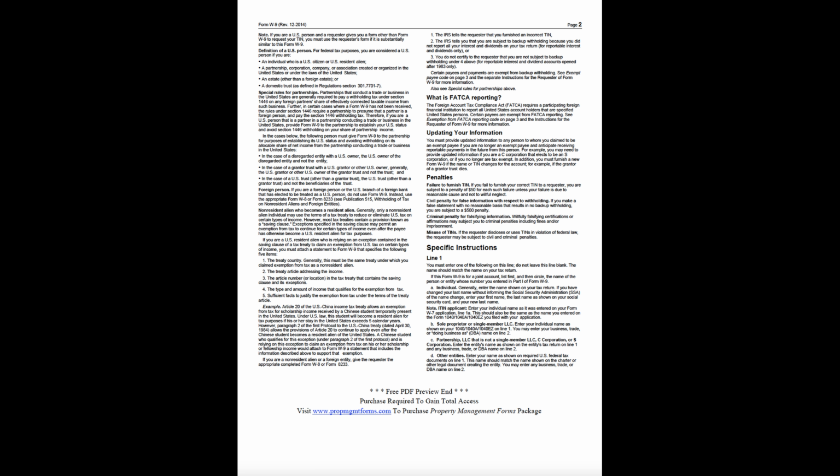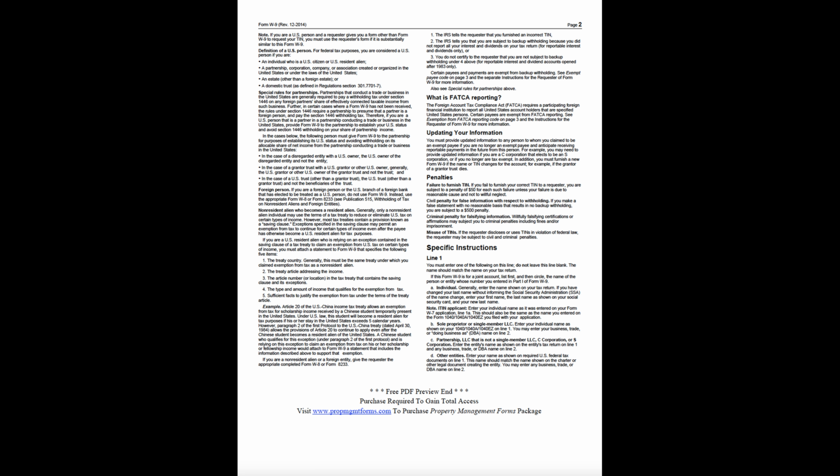3. The article number, or location, in the tax treaty that contains the saving clause and its exceptions. 4. The type and amount of income that qualifies for the exemption from tax. 5. Sufficient facts to justify the exemption from tax under the terms of the treaty article. Example. Article 20 of the U.S.-China Income Tax Treaty allows an exemption from tax for scholarship income received by a Chinese student temporarily present in the United States. Under U.S. law, this student will become a resident alien for tax purposes if his or her stay in the United States exceeds 5 calendar years.